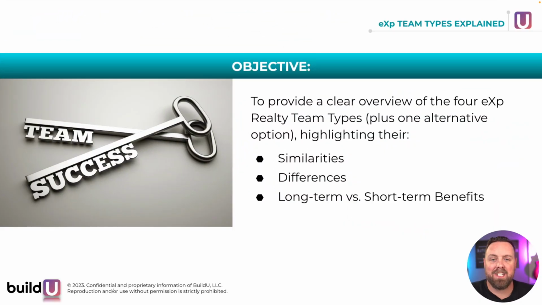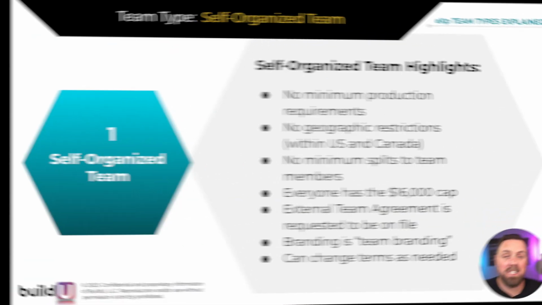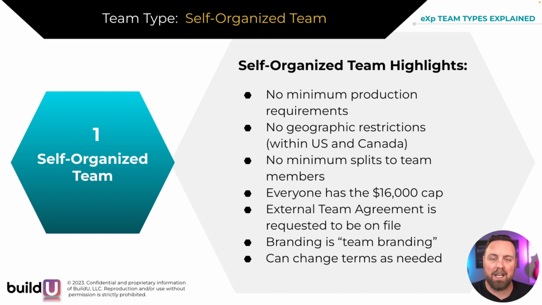Okay, so the objective today, we're going to be talking about similarities, differences, long-term versus short-term benefits of each team type, plus one alternative team type we'll cover at the end. The first team type we want to talk about is called the self-organized team. And listen, this is actually my favorite team type. I love helping team leaders start a self-organized team.